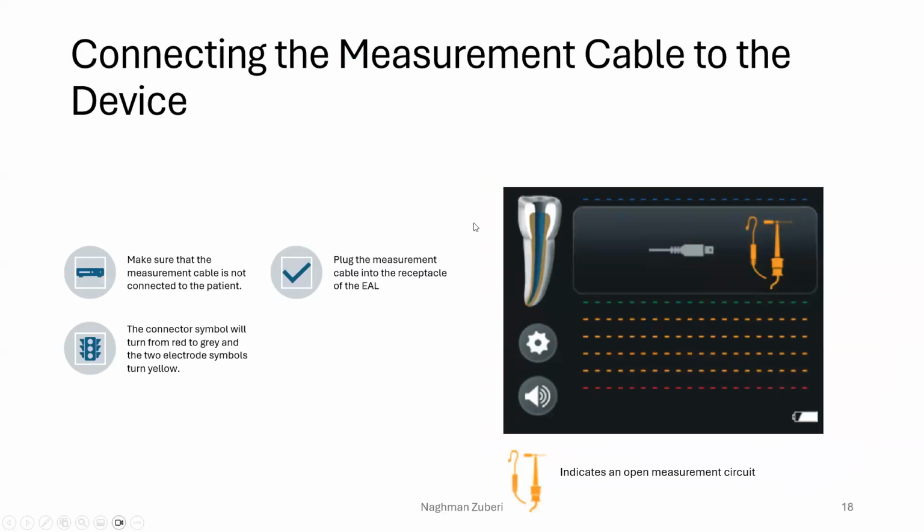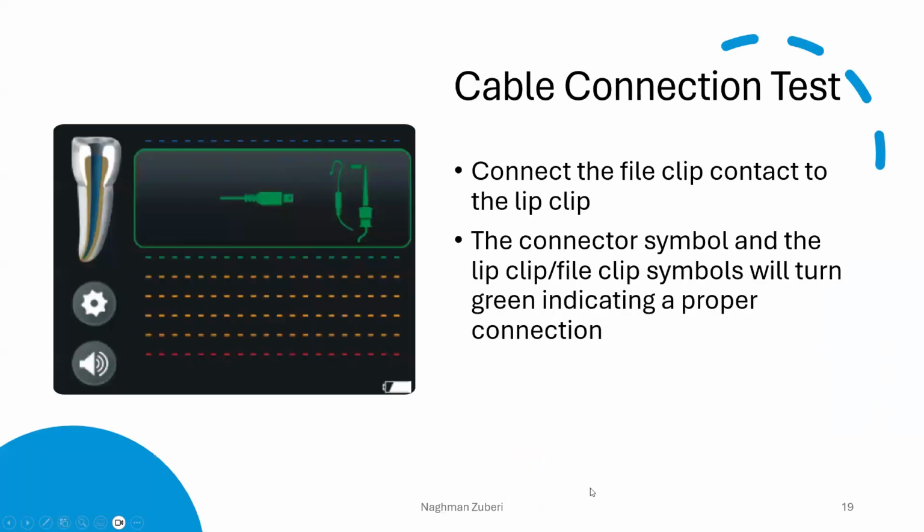Connecting the measurement cable to the device. Make sure that the measurement cable is not yet connected to the patient before you connect it to the device. Firstly, attach it to the device, then take it to the patient. Plug the measurement cable into the receptacle of the electronic apex locator. The connector symbol will turn from red to gray, this one, and the two electrode symbols will turn yellow. It means an open measurement circuit. Means the current is there, but the circuit is not yet complete.